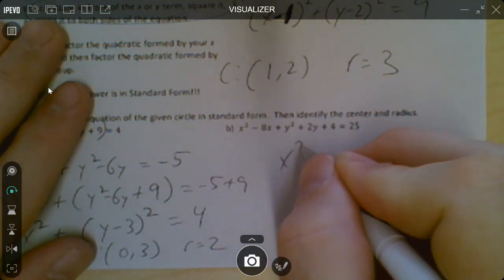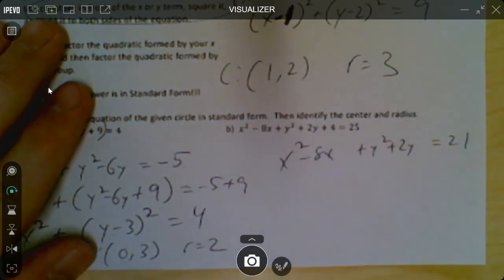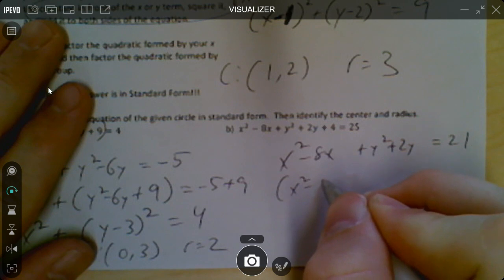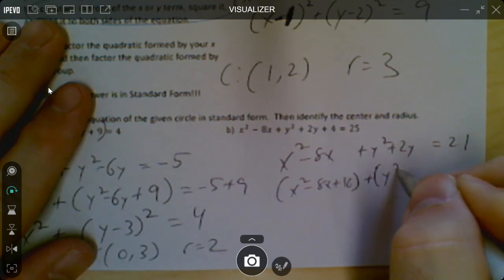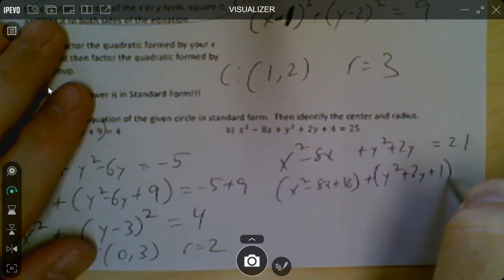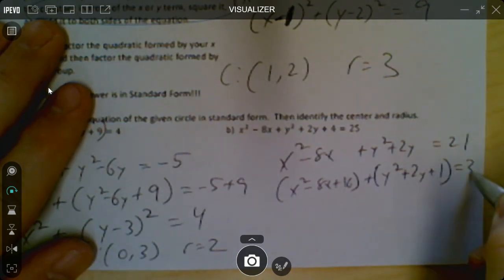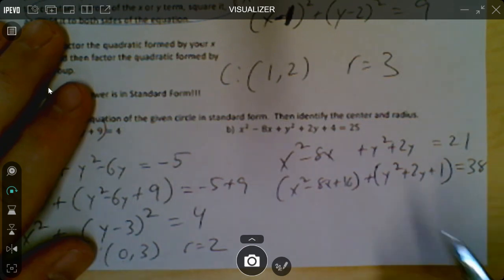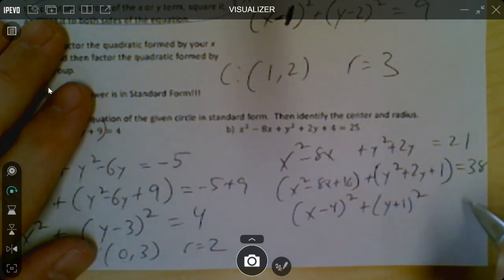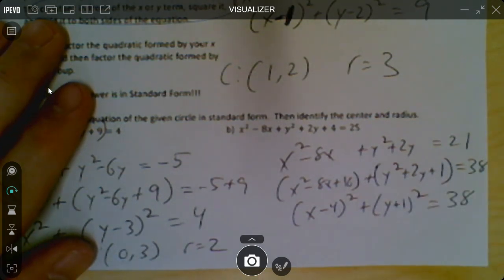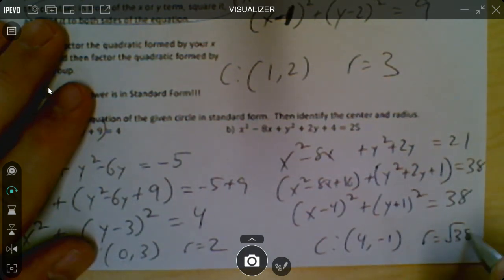So here we go. X squared minus 8x plus y squared plus 2y equals 21. This becomes x squared minus 8x, so that's going to be 16 plus. This is going to be 2y plus 1. So now I got to add 16. I also got to add 1 to both sides. So I'm adding 17. So that's 38. So here we go. X minus 4 squared plus y plus 1 squared equals 38. So it looks like my center is at 4, negative 1. And my radius is the square root of 38, whatever that happens to be.